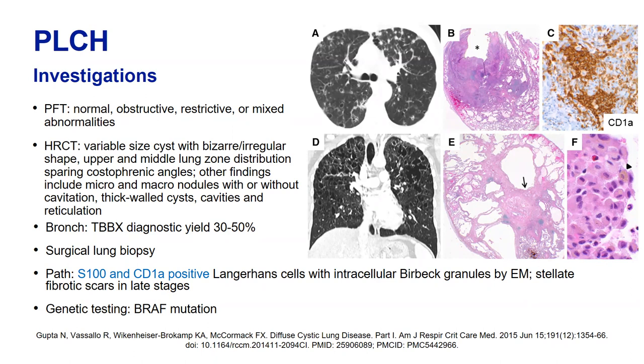So most importantly, and what comes across on board questions, is that S100 and CD1A positive, those are the immunohistochemical stains that are used. And last but not least, you could pursue genetic testing for a BRAF mutation in these patients.